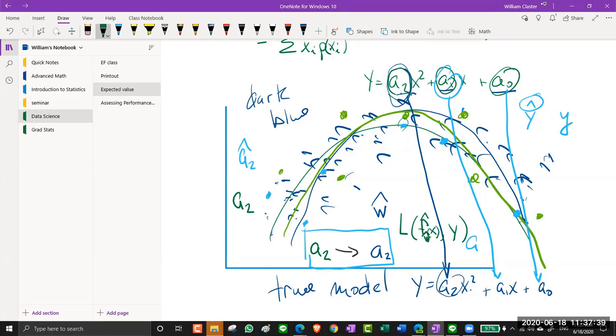And the estimate of this dark blue A1, which we cannot know, like we said, because we don't have all the data, is this. And the estimate of the dark blue A0 is the dark green A0. Okay? And so that's what this W with a hat stands for. We're just reminding ourselves that we're only working with estimates here. We can't know the true model. That's the idea. So I hope that's clear. Okay, let's go on.